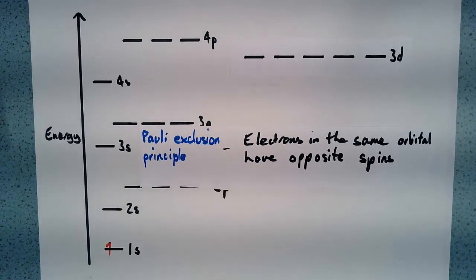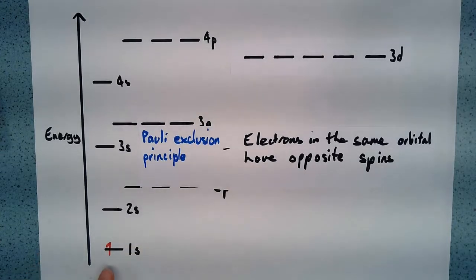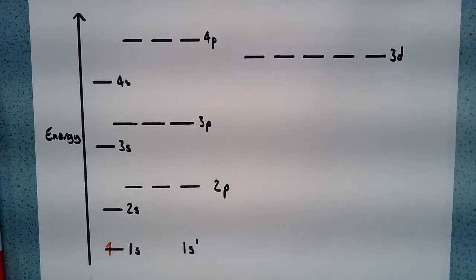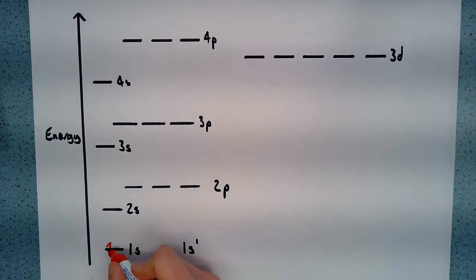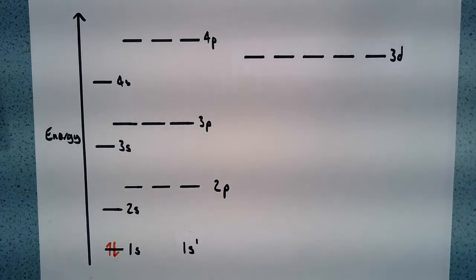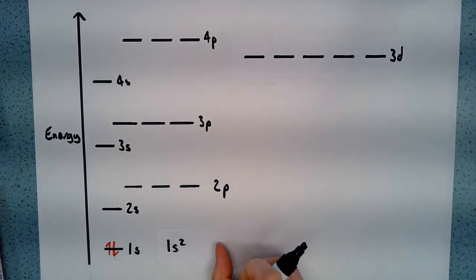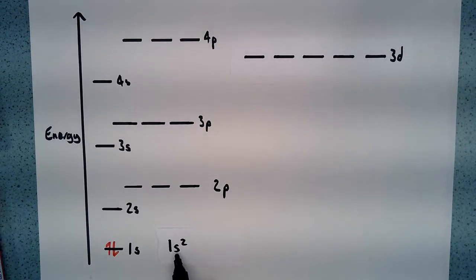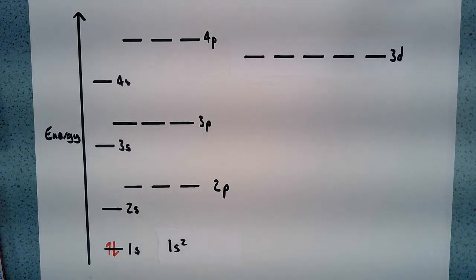So for helium, which has 2 electrons, our electron configuration would, instead of being 1s with just one electron in, have a second electron in that shell of an opposite spin. For helium, when we add our second electron, it has an opposite spin. It still goes in that first orbital, and now we have an electron configuration of 1s2, because it's quantum number 1, s orbital, 2 electrons.